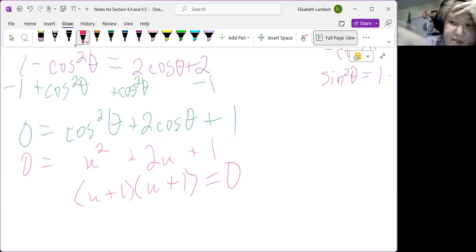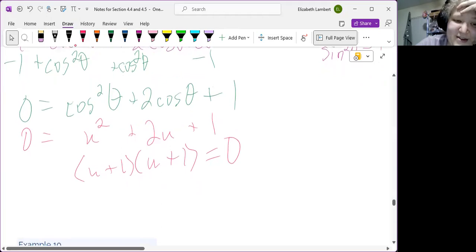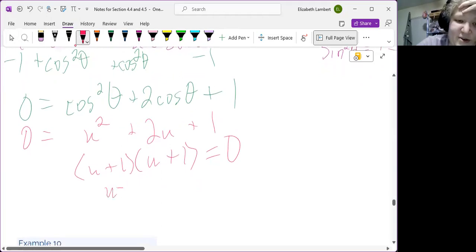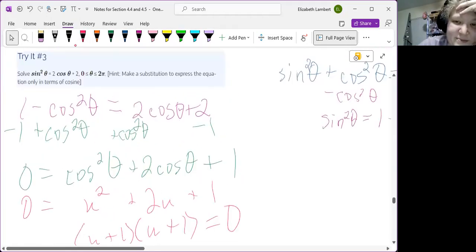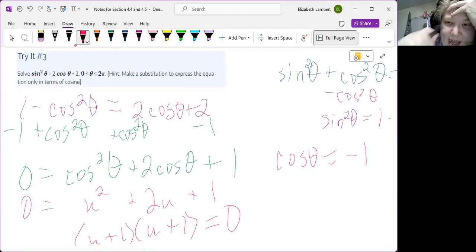So I set each one equal to 0, I get the same thing. U equals -1. So cosine theta equals -1. Where does that happen?